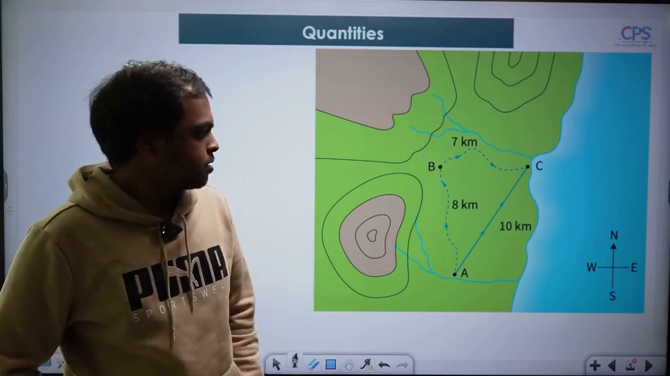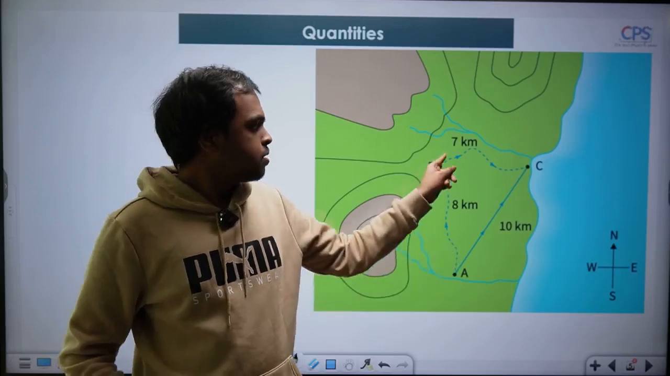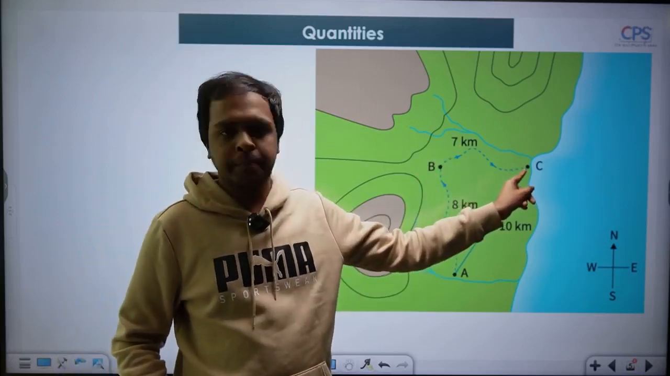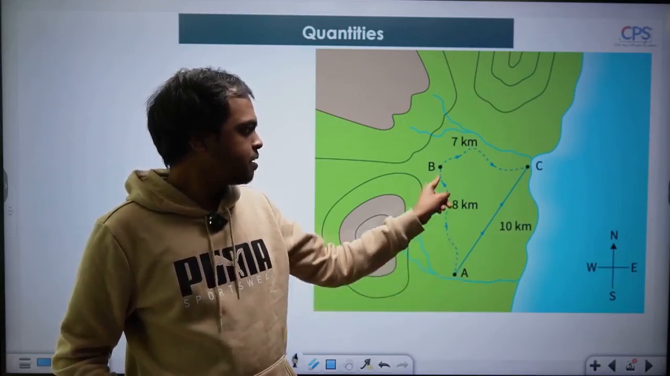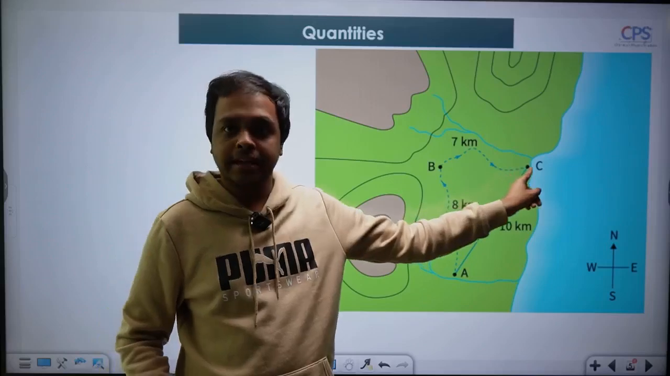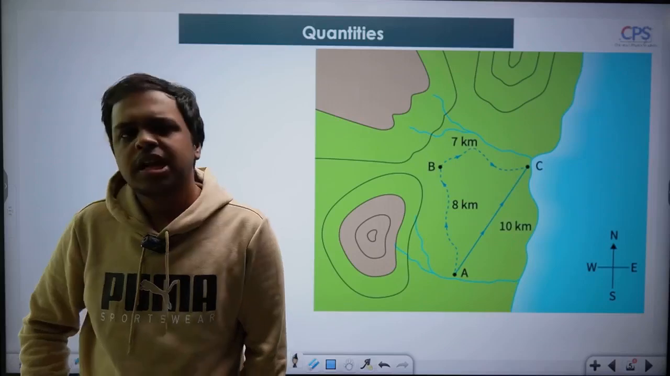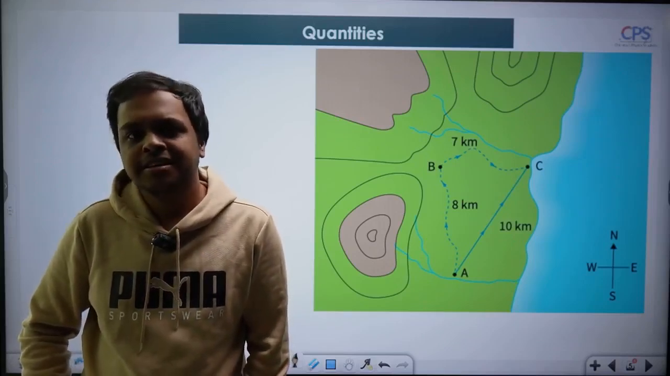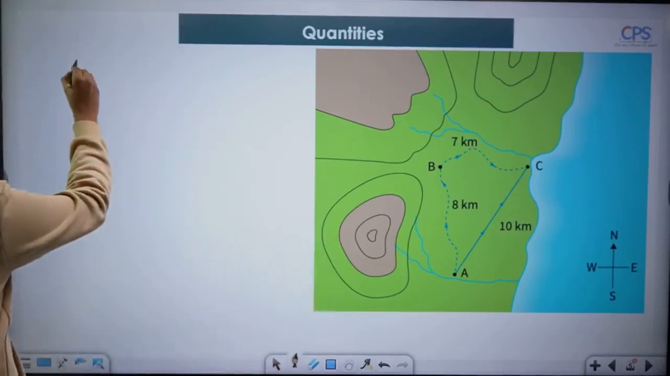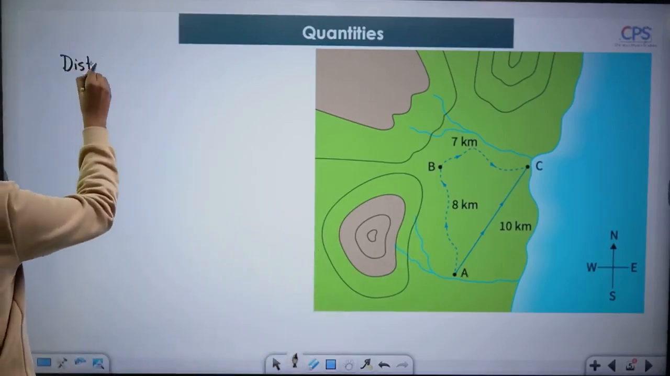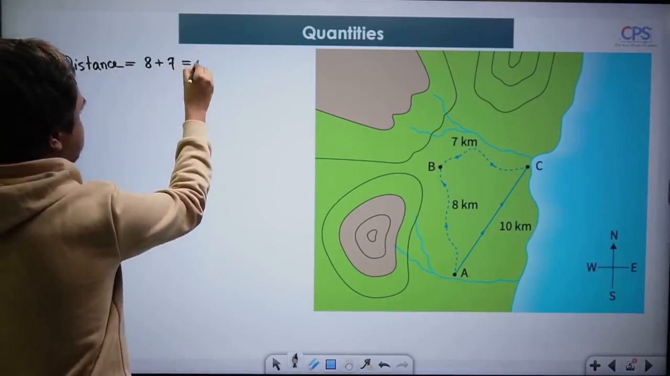Okay, so someone is going from point A or place A to point C or place C on the map, and the path is through B, right? From A along this curvature of a path to B, and then to C. Okay, if I tell you to calculate the distance, you'll just do it very easily, right? That's not my point actually here. But anyway, let's start with it. Distance is 8 plus 7, and that's 15 kilometers.